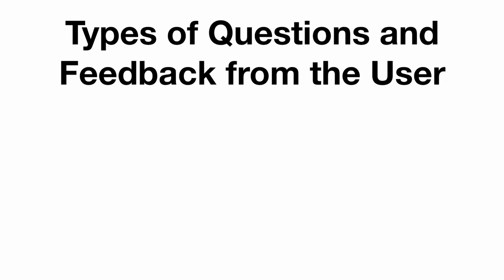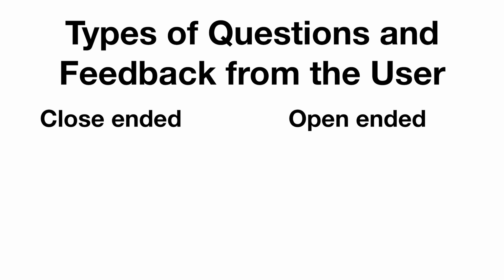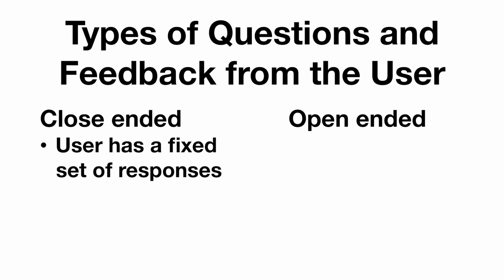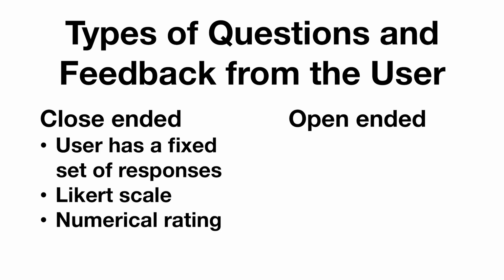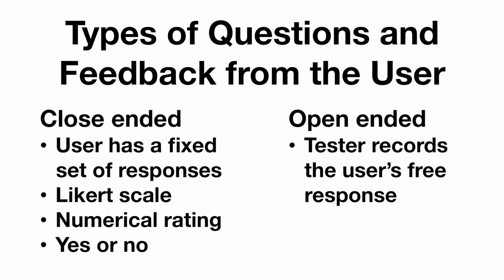In order to solicit users' opinions, different kinds of questions are asked of the user. These questions could be closed-ended or open-ended. In closed-ended questions, the user has a fixed set of responses from which they can select, such as in a Likert scale, or a numerical rating, or a yes or no response. In open-ended questions, the tester records the user's free response, such as what they liked or disliked about the technology.